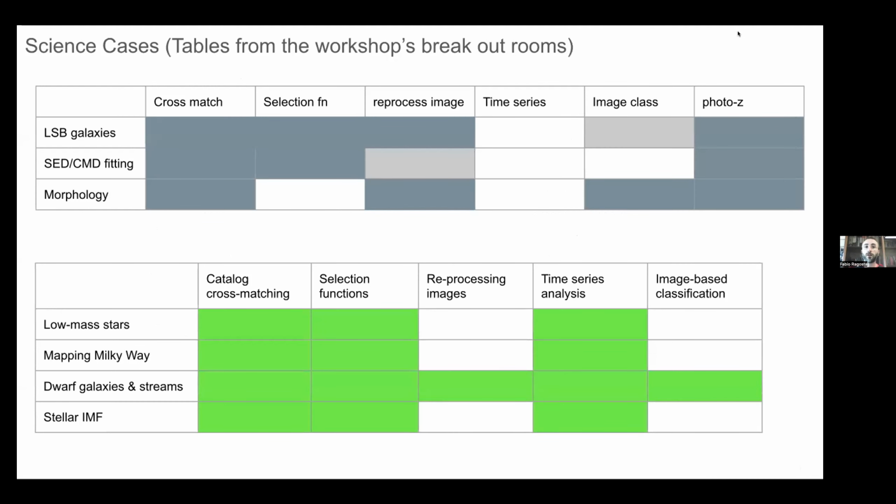These breakout rooms had as a goal these deliverables, such as these tables, where you can see what are the common features between science cases. For instance, as you can see, the catalog cross match is an important topic, not just for variability or explosive transients to be located in the history of detection, but also for the galactic morphology, low mass stars, the mapping of the Milky Way.